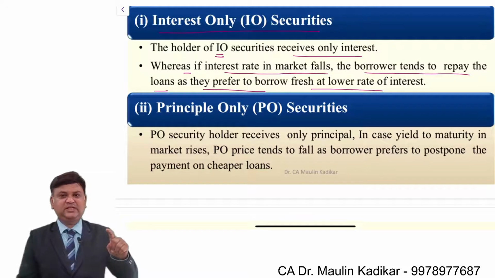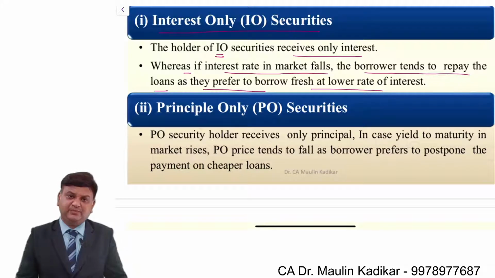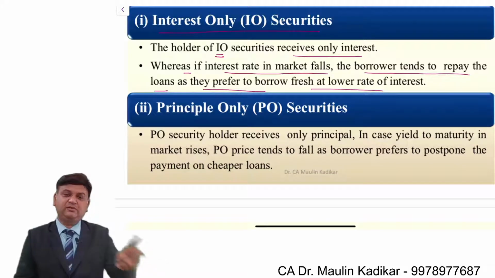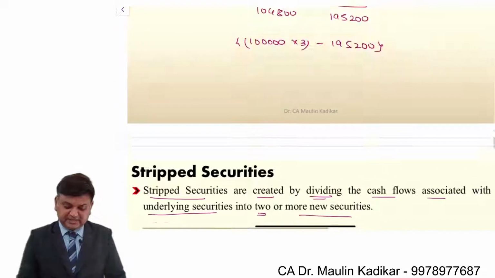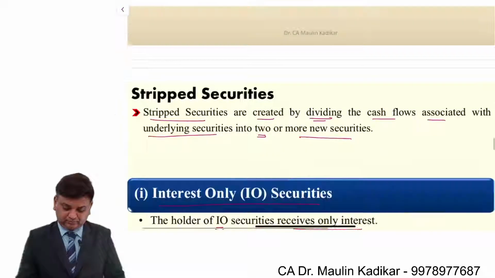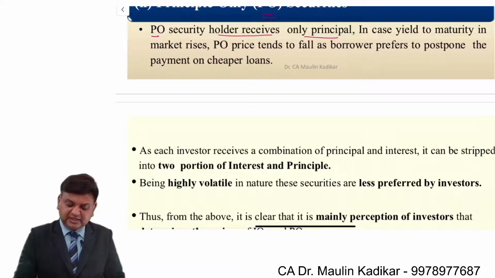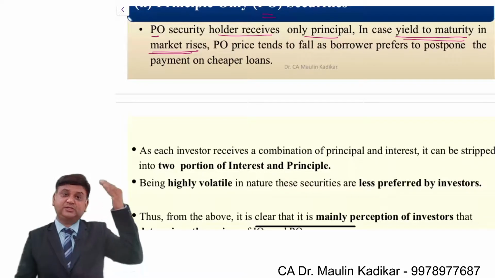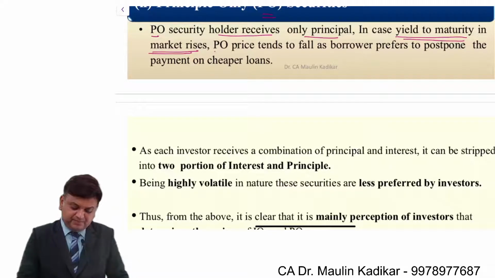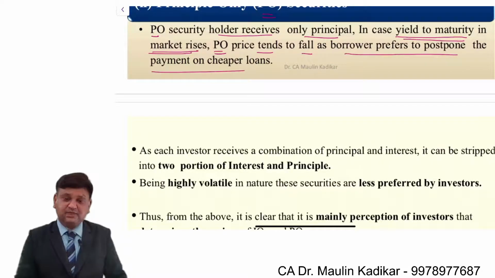So as I told you, if the rate of interest is decreasing to 8%, then the borrower will make an early repayment of the loan. The Principal only, PO, security holder receives only principal, that is this amount. If the yield to maturity in the market rises, meaning the rate of interest increases from 12% to 14%, the PO price tends to fall as the borrower prefers to postpone the payment of the cheaper loan.